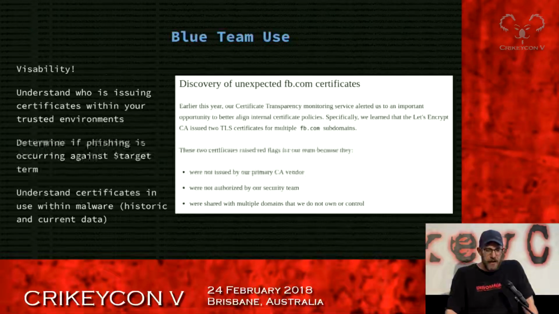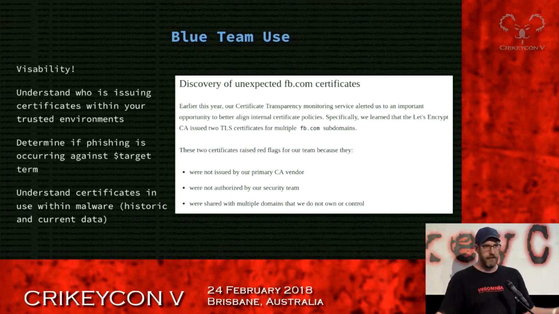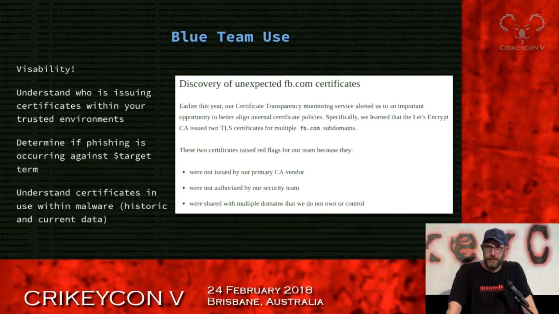So for the blue team visibility, Facebook have a really great post where they point out that their security team got alerts that someone was on the fb.com domain, which is their corporate domain, issuing valid certificates for something in there. And they were sitting there going, but not through our CA and our process, and our security team doesn't know anything about it. And they got a heads up on that through CT logs.